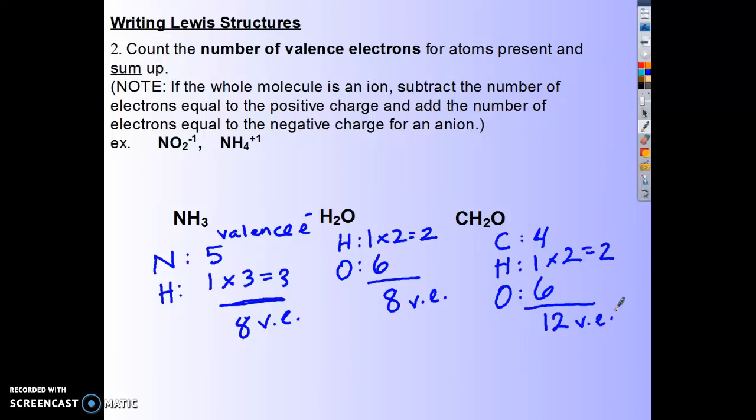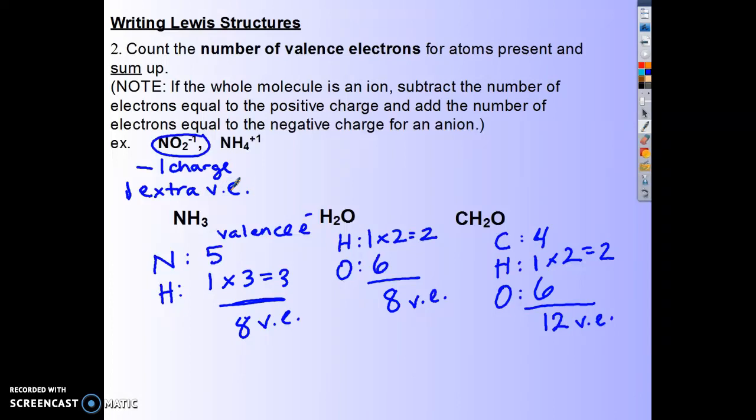And I just want to talk about this side note real quick. If the whole molecule has a charge on it, like you see here for this NO2 with a -1 charge, once we get our total number of valence electrons, we need to either add or take away electrons according to the charge. So if it's a -1 charge, like in this one, that means the whole molecule has 1 extra valence electron. So whatever your total number is, you would add 1 electron to that.